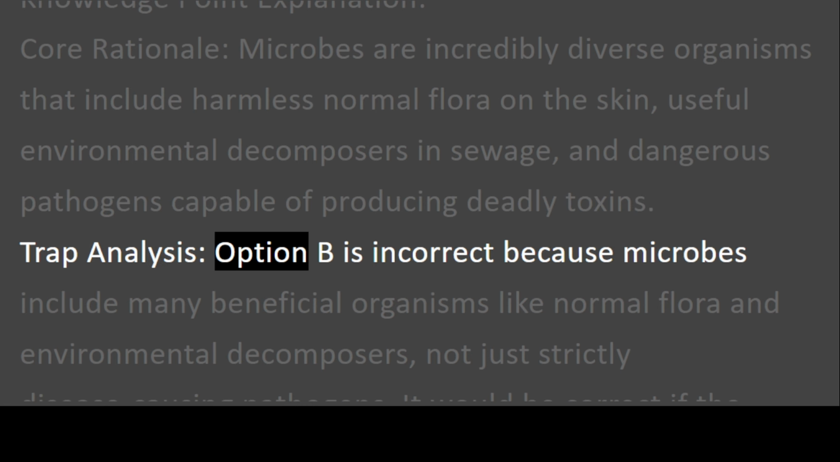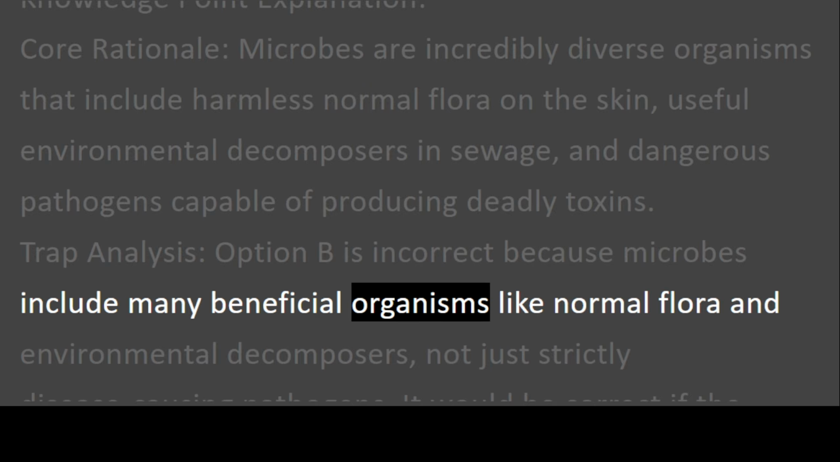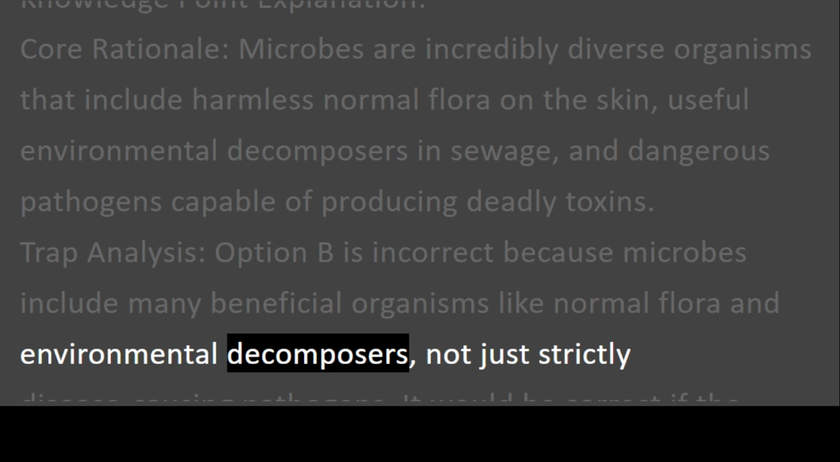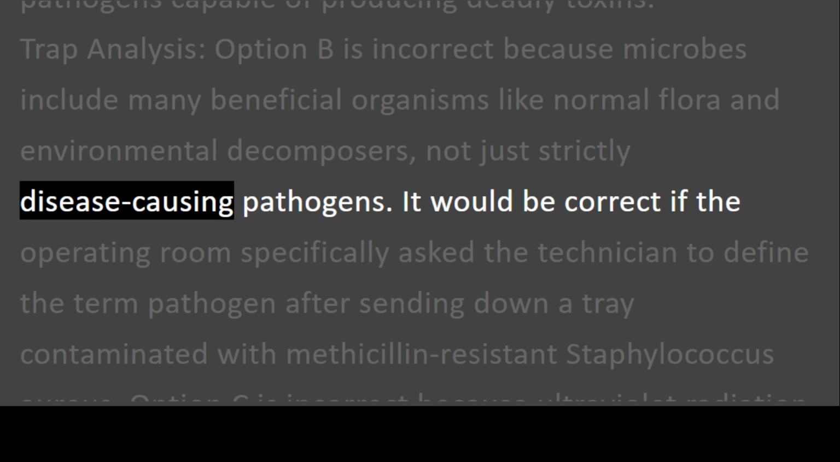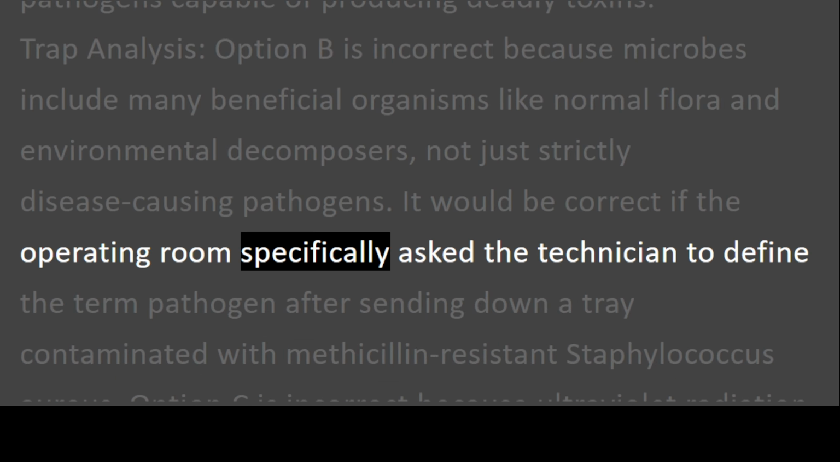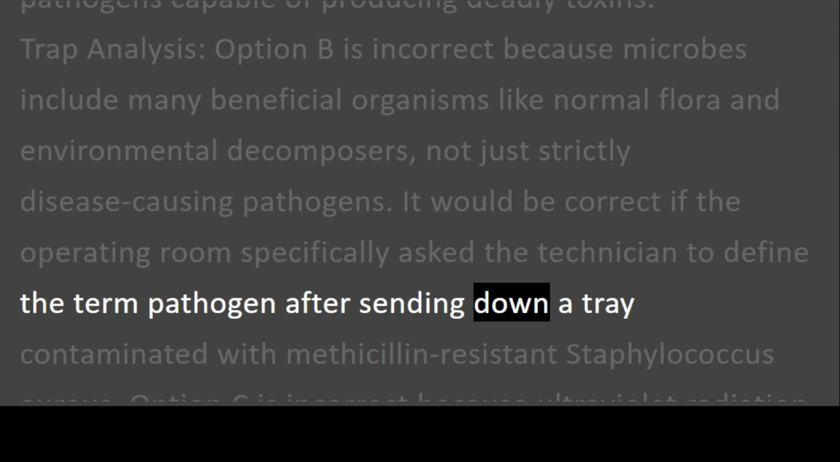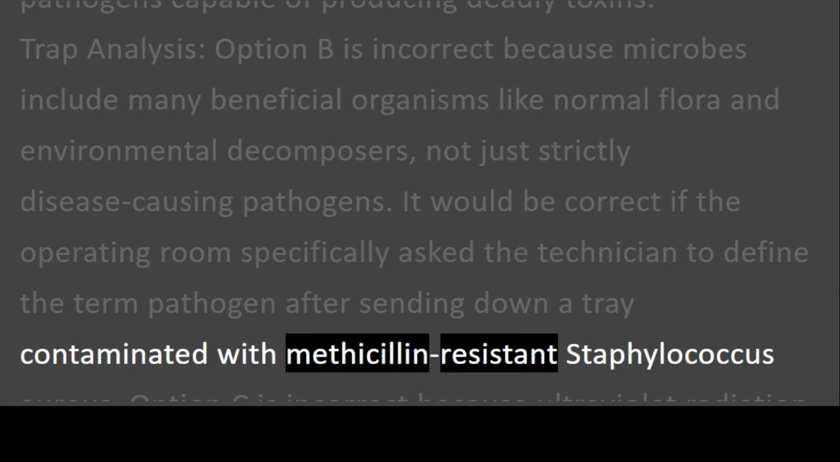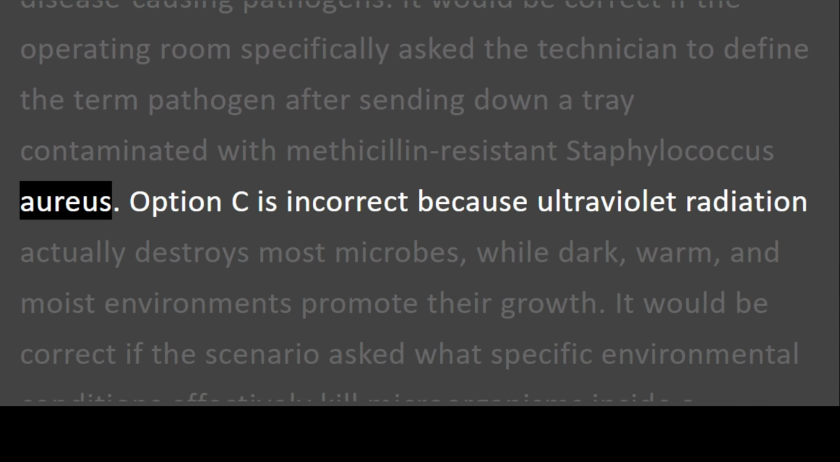Trap analysis. Option B is incorrect because microbes include many beneficial organisms like normal flora and environmental decomposers, not just strictly disease-causing pathogens. It would be correct if the operating room specifically asked the technician to define the term pathogen after sending down a tray contaminated with methicillin-resistant Staphylococcus aureus.